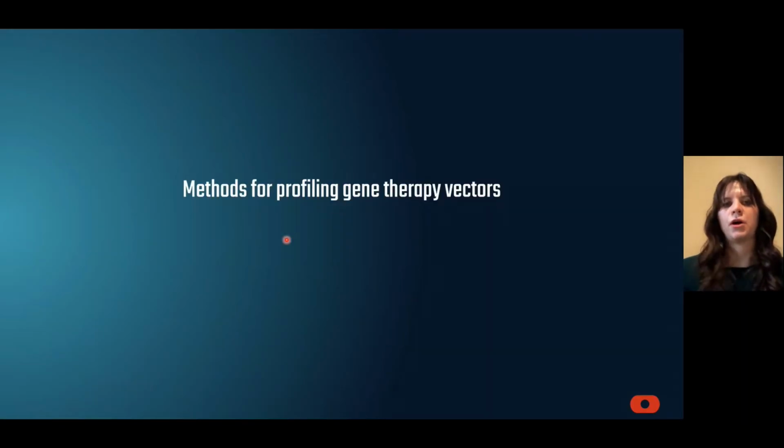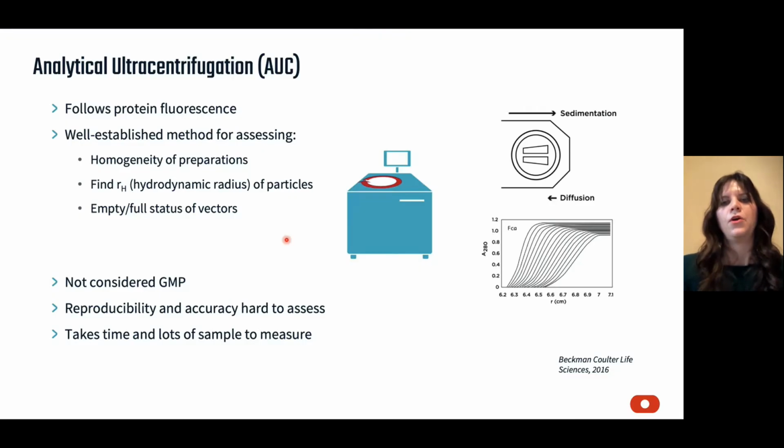I want to get into talking about the different methods that are available for profiling gene therapy vectors and some of the benefits and drawbacks of each. The first is analytical ultracentrifugation. This follows the intrinsic fluorescence of a protein, so there's no additional dyes or anything needed for it.